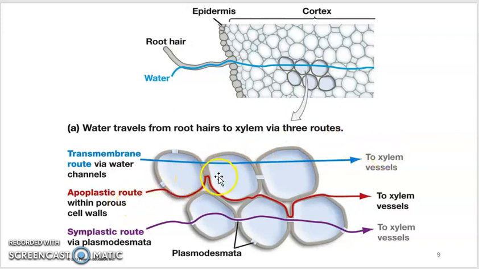If water and mineral ions move along the cell wall, this is the apoplastic or apoplast pathway. For the symplastic pathway, the water moves through the cytoplasm of the adjacent cell through the plasmodesmata. What is not shown here is the vacuolar pathway. For the vacuolar pathway, water moves along the vacuole of the cell by osmosis.